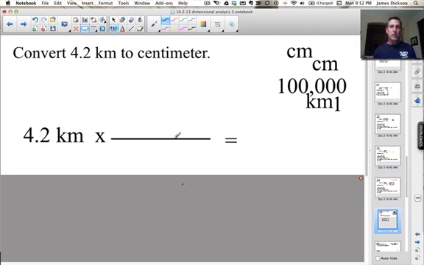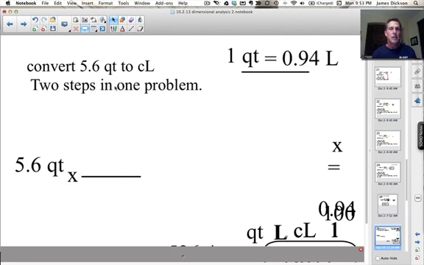Okay, here we go. Last example. So in this example, we're going to convert 5.6 quarts to centiliters. Now this is a two-step problem. We're going to do 2 steps and make it all just one problem. So once again, start with what you're given, 5.6 quarts. I want to, first of all, get rid of the quarts. So that goes on the bottom here. Boom. I want to go to, well, they gave me a conversion here. They told me that 1 quart is equal to 0.94 liters. So I'm going to go from quarts to liters. A liter up here. There we go.